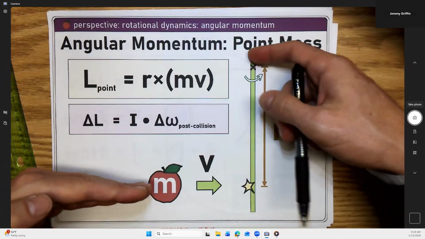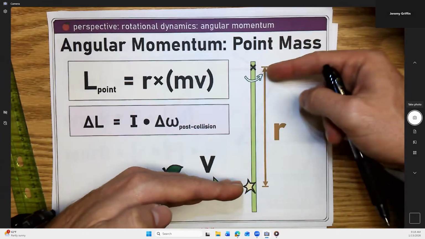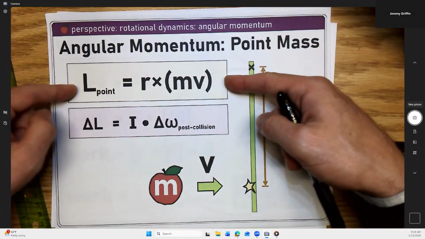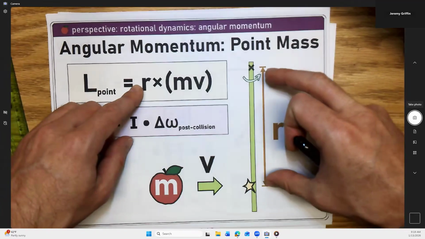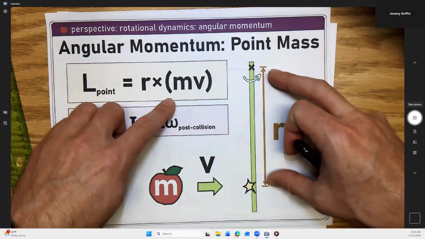Because when it's applying a force here, when it's colliding, it actually provides a torque about this point. So the angular momentum associated with the point mass is the regular momentum right here, mv, multiplied by this perpendicular radial arm, r. So it's r cross mv.